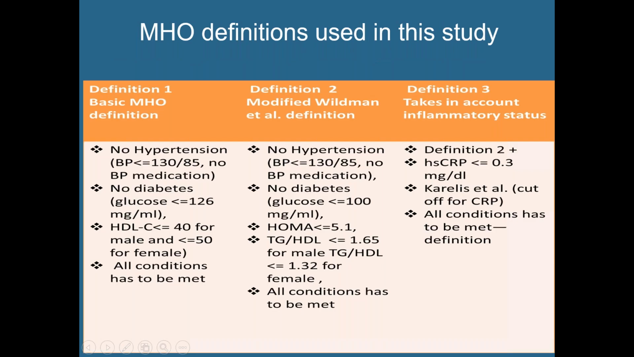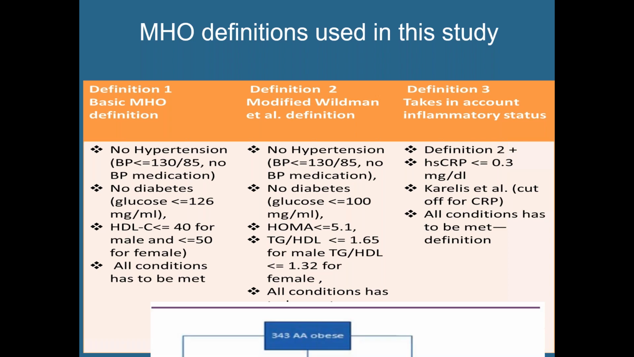So again, these are the definitions. The definition as shown earlier is the basic definition, which includes hypertension, diabetes, and lipid profile. And definition 2, which is a variation of 1, just changes the cutoff to be more stringent, where you take away anything that can even potentially be pre-diabetic or pre-hypertension. And then the third definition adds the inflammatory component. So you have to be classified as metabolically healthy by all 3 definitions to be in this particular study.